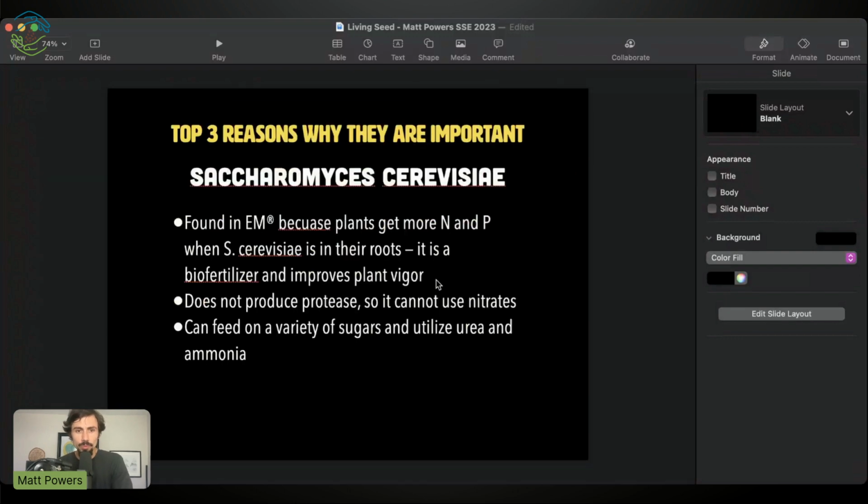So we were talking about Saccharomyces cerevisiae, beer and bread yeast, right? It's found in EM because plants get more nitrogen and phosphorus when it's in their roots. It's a biofertilizer, improves plant vigor. It does not produce protease, so it cannot use nitrates. And that's why LAB is so effective in partnership with it, because that turns nitrates into amino acids. It can feed on a variety of sugars and utilize urea and ammonia. So this is incredibly useful.